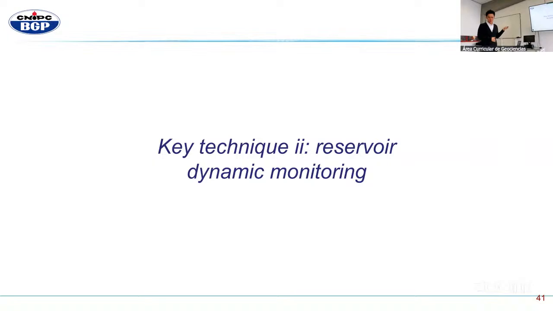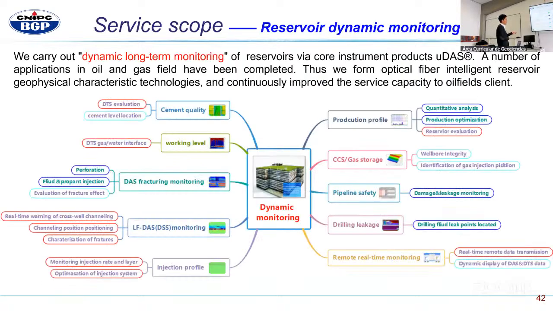Okay, the second part I will talk about the reservoir monitoring technique. This is an overview of the applications in production using the DAS technique. The first one, once you put the fiber outside the tubing, you can measure the cement quality using the DTS, because once you cement, the temperature will go up and then cool down. The precise DTS measurement can be used to evaluate the quality of cement.